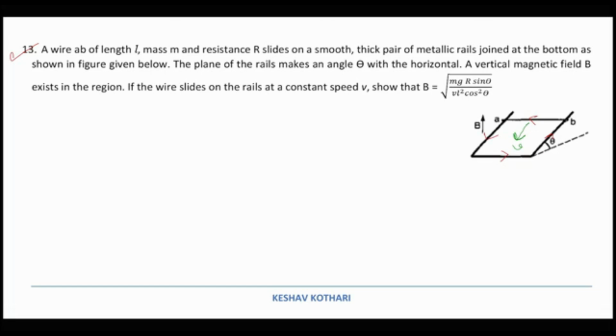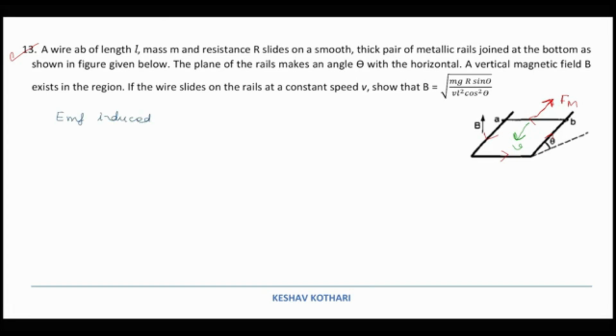Now, if we first of all find the direction of magnetic force, I say that the magnetic force is acting in the upward direction, that is, F magnetic will act in this direction. This is determined using the left hand rule. So over here I can say that the first thing which we calculate is the EMF induced.